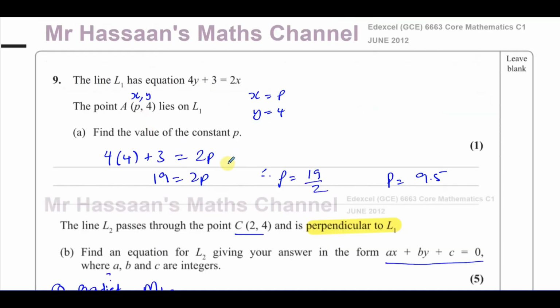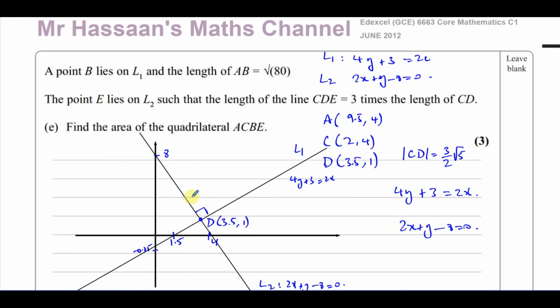And point C was a point on line 2, sorry. Point C is a point on line 2, the point 2, 4. So let's say this is the point 2, 4. Just say that's 4, and that's the point 2. That's the point C. So C is a point on line 2, the point 2, 4.